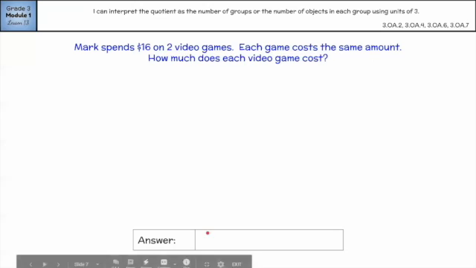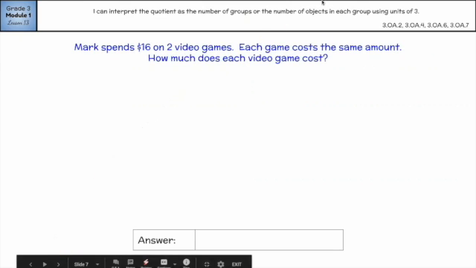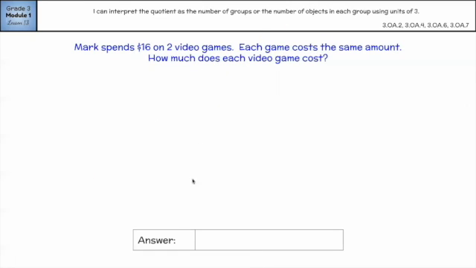But what I do know is it is division. So we're taking 16 and we're dividing it by 2. Let me grab the pencil and do 16 divided by 2, these 2 video games. And I can skip count by 2 until I get to 16, and you end up with 8. So I know that each game costs $8.